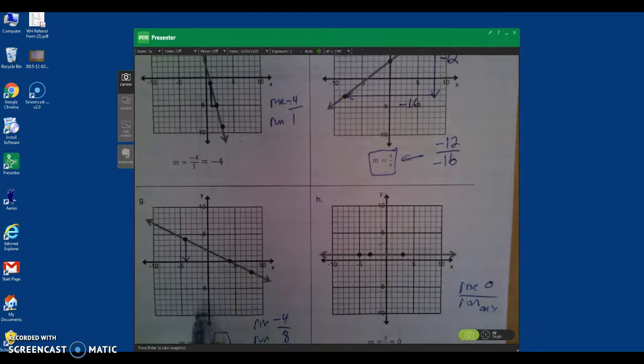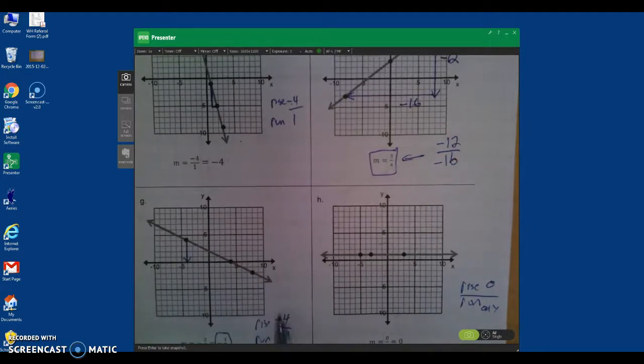Okay, on your homework, you're going to be drawing right triangles, you're going to be doing rise over run, and you're going to fully simplify. Thank you very much.